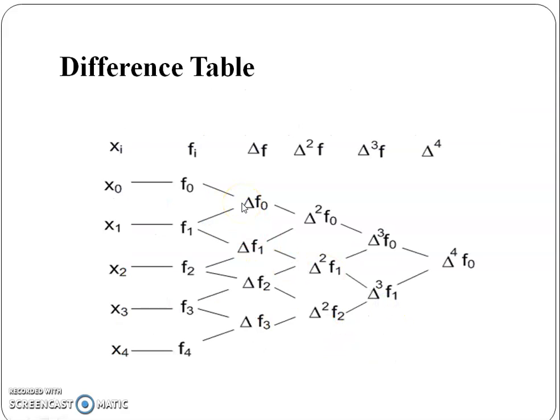Difference table. Either it is forward difference or backward difference, only the difference is enough. So put all the x values in the first column, functional values in the second column. Now first find the first order difference, that is second value minus first value, that is del f0, likewise del f1, likewise del f2, likewise del f3. Similarly, we can easily find del square, that is the difference between first order differences, that is del f1 minus del f0, del f2 minus del f1, del f3 minus del f2, likewise. Similarly, del cube.